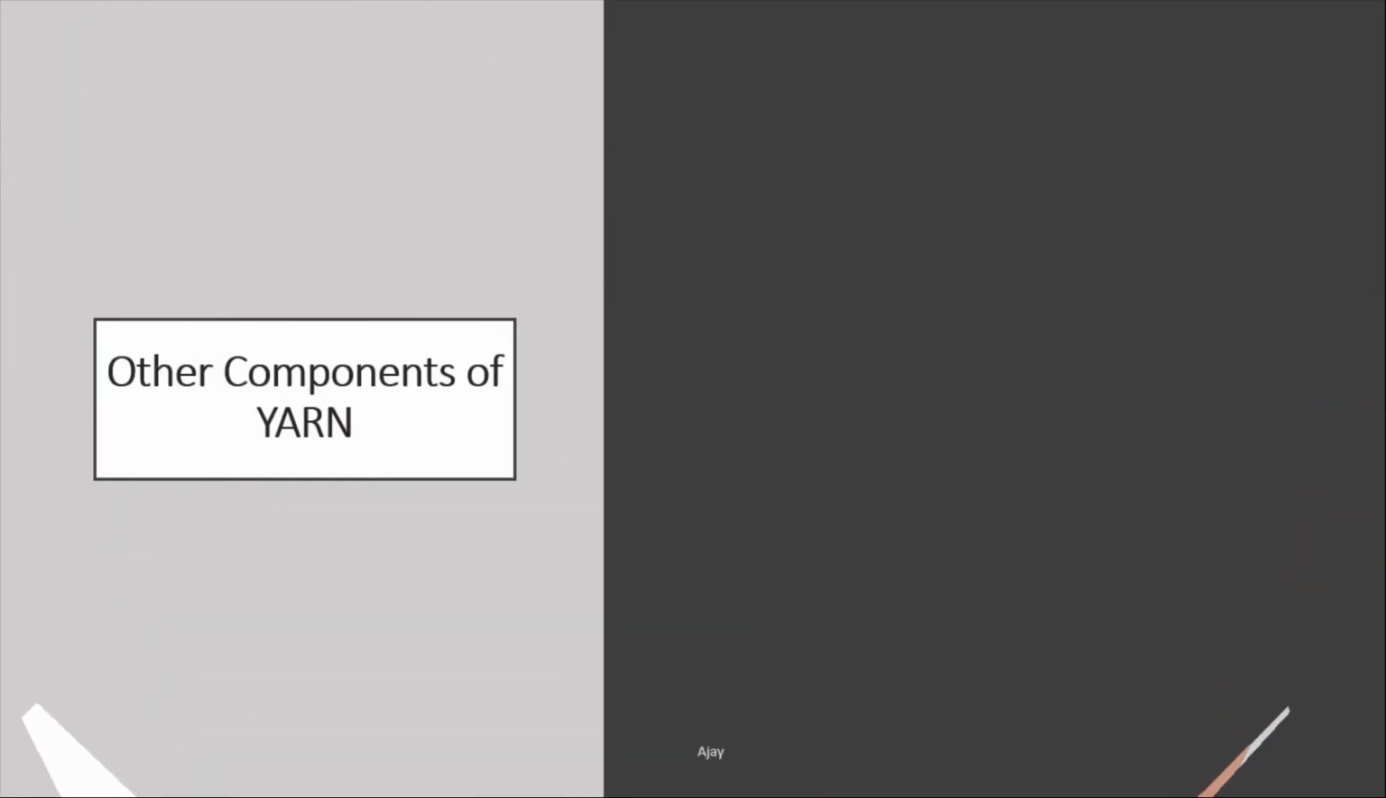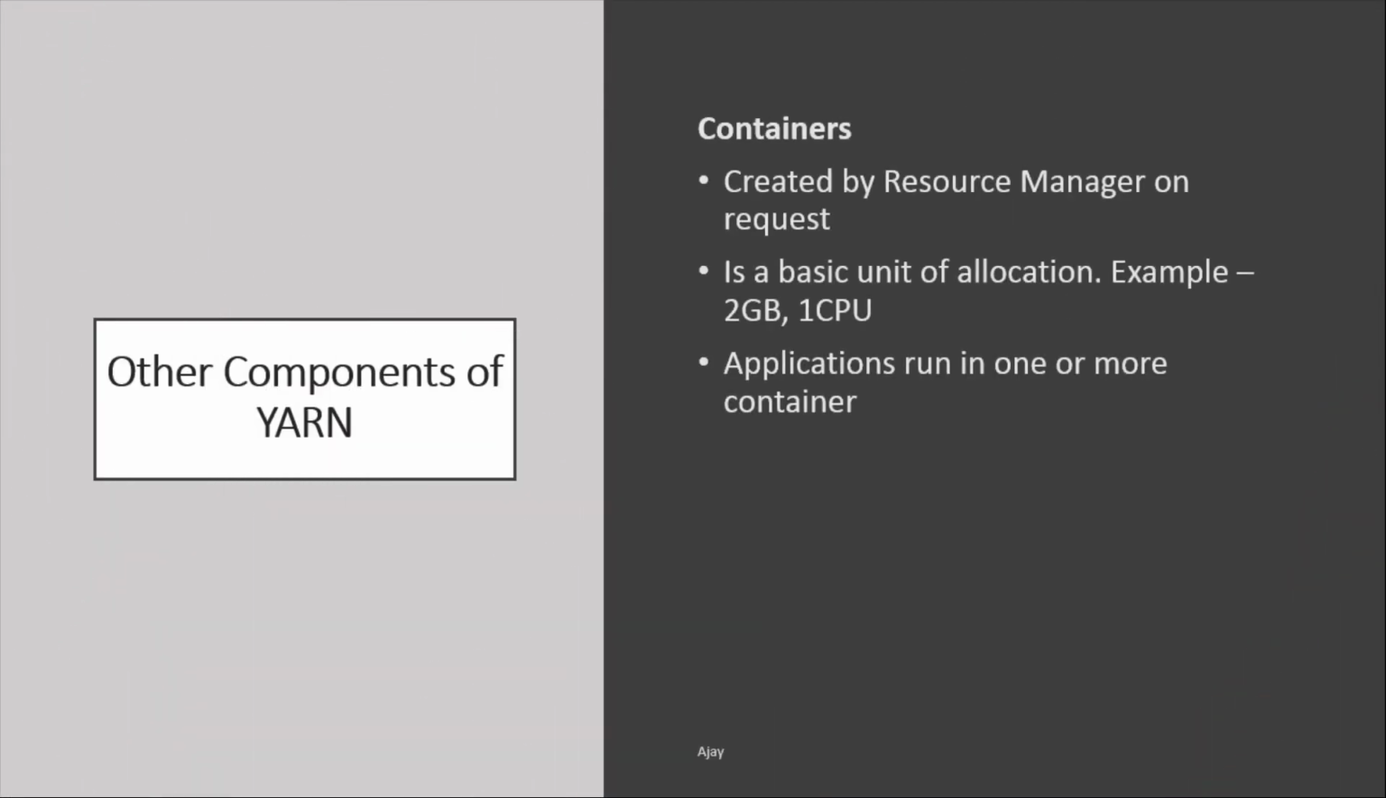Some other important components of YARN are containers. It is simply the name given to the resource allocated by the resource manager to a particular application. For example, the resource manager might allocate 1 core and 2 GB RAM from the cluster for a particular application to execute, and this allocated resource is called a container.